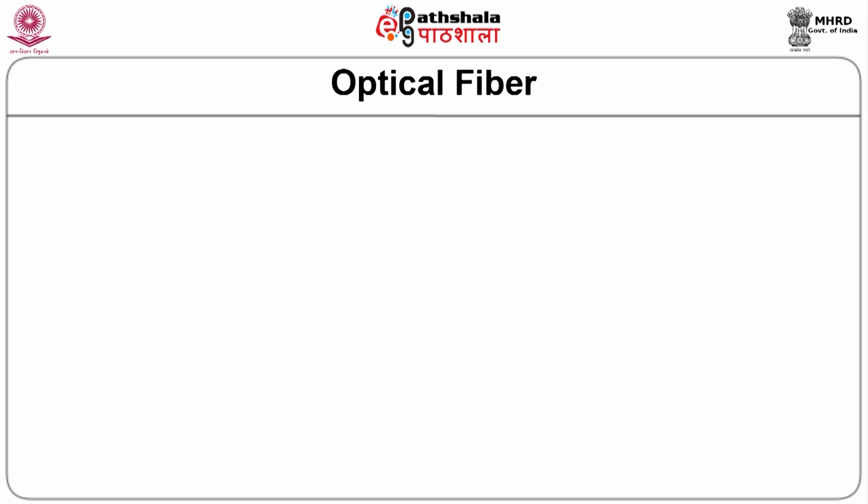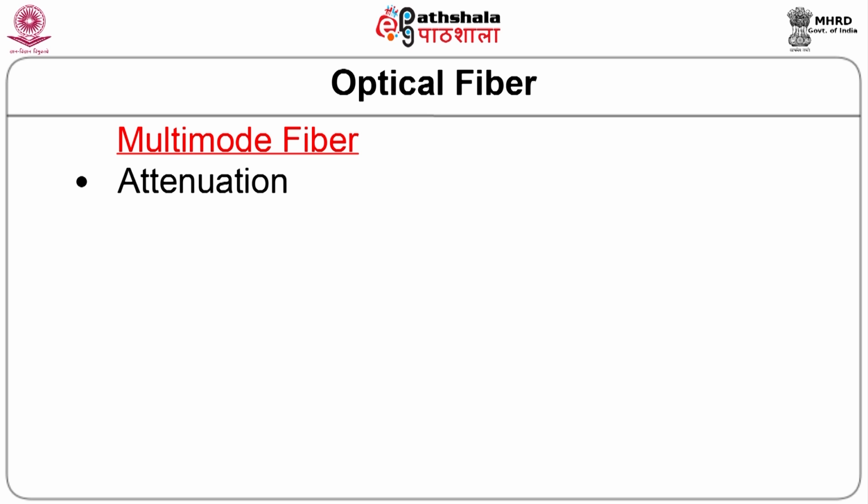The next element that we have to consider is optical fiber. If we are using multimode fiber, then the following characteristics are important. Attenuation, that is reduction of amplitude when the signal is passed through the fiber.